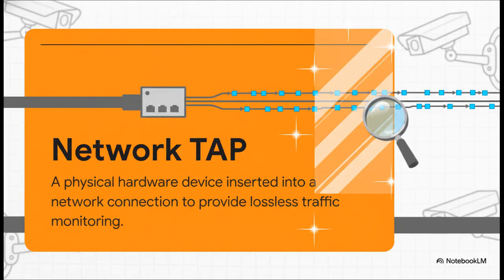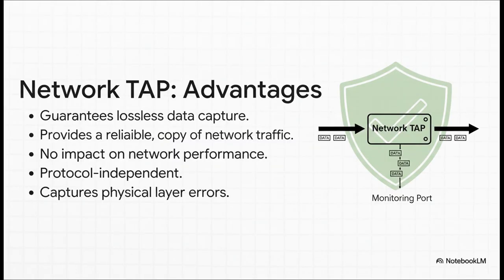So for those times when you absolutely positively have to see everything, we turn to our second tool, the network tap. Now, if a span port is like a security camera that can get choppy when things get busy, a tap is like a perfect one-way mirror that's built right into the wall. It's a dedicated piece of hardware whose only job is to make a flawless copy of every single packet, and it does it without getting in the way of the live network traffic at all. The number one reason to use a tap is its rock-solid reliability.